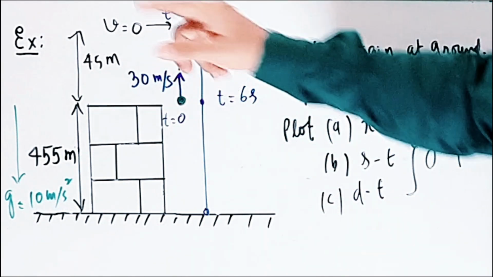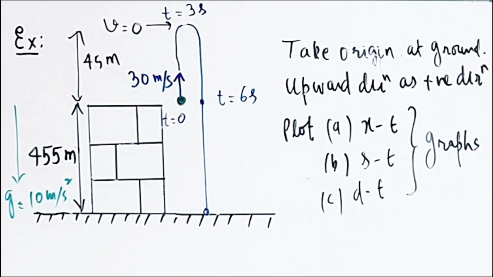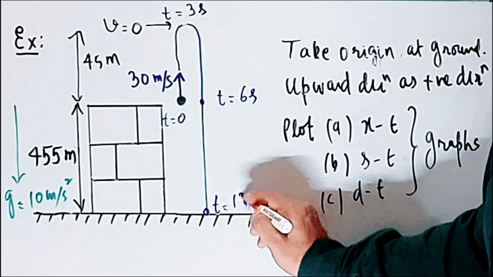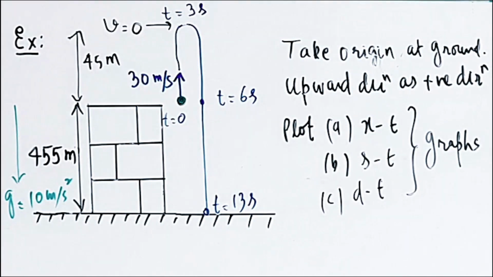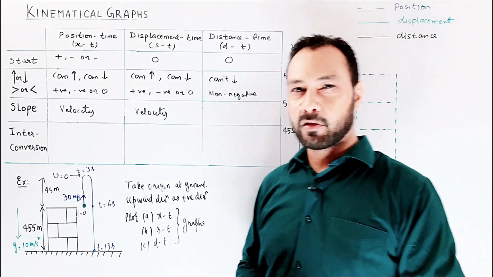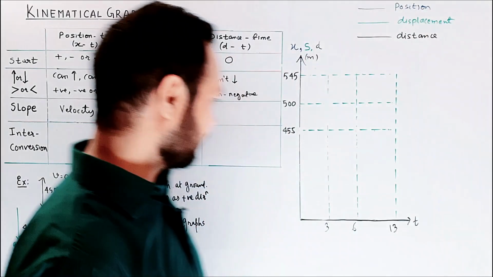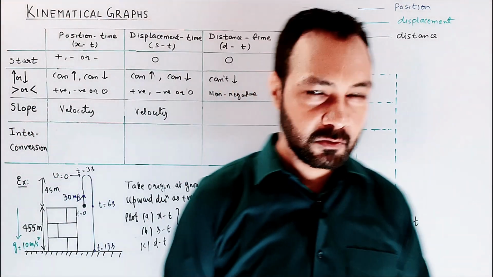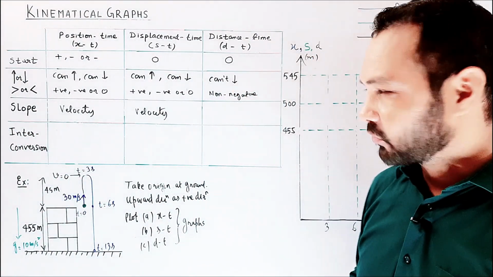From here to here the time was 3 seconds. So it will reach the ground at t equal to 13 seconds. So now we can start plotting it. So now let's plot the graph. I've already made the graph sheet, and we have to just use the data that we have just calculated, and also, if required, we'll use the equations.